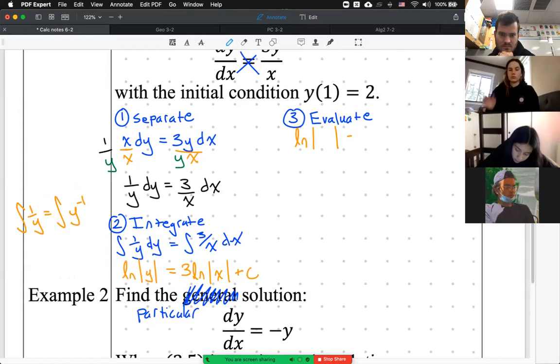Be natural log of, is it 2? Or would it be 1? Oh, wait, yeah, you're right. Yeah, so 2 for this one. Natural log of 2 because y is 2, and then you plug that in. So far, so good. Then wouldn't the other one just be 1?